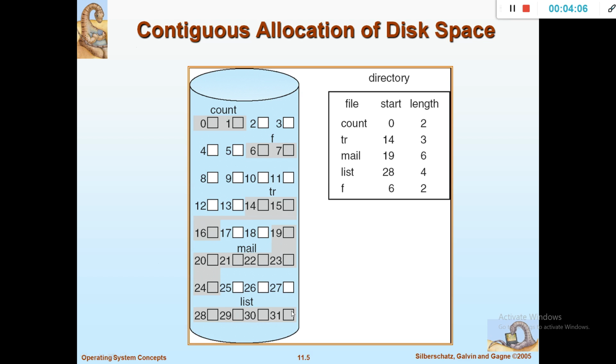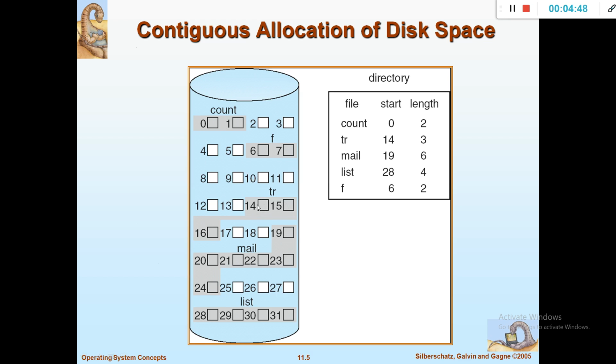Next consider mail, another file. It requires 6 blocks, starting from 19: 19, 20, 21, 22, 23, 24. There is another file called tr, whose starting address is 13 and which requires 3 blocks: 14, 15, and 16. So these are the different files we maintain, with blocks allocated from the disk. Now what is going to happen here? We are going to face problems. If you want to access the file tr directly, it is not possible. That means random access is not possible. We have to start from 0 and go on from there.